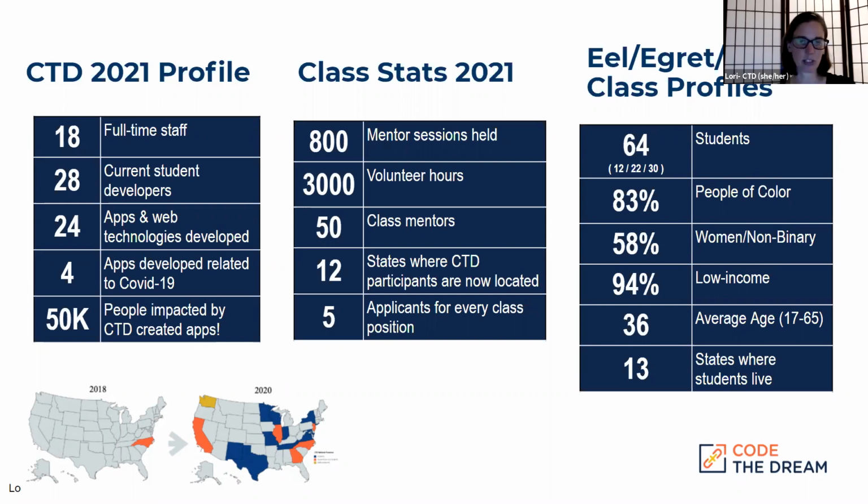And of course, when we talk about mentor sessions, we're talking about small group work, so that there's even many more students impacted by that. We had over 50 class mentors in 2020. This year, I think we already have had nearly 50, if not more. 12 states where CodeDream participants are located, and we can only accept about 20% of the applicants to our classes.